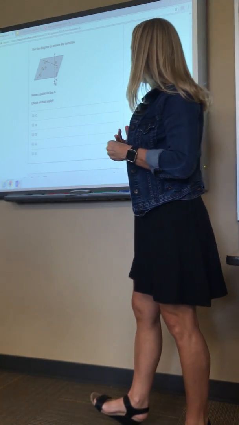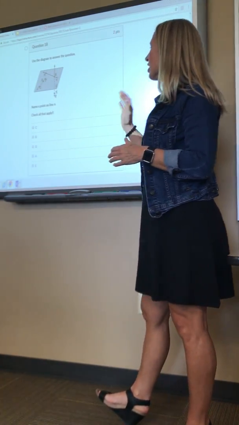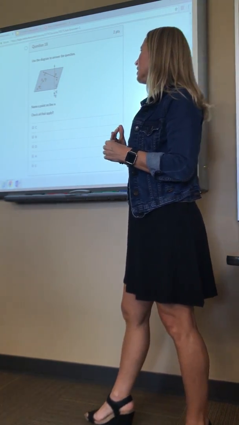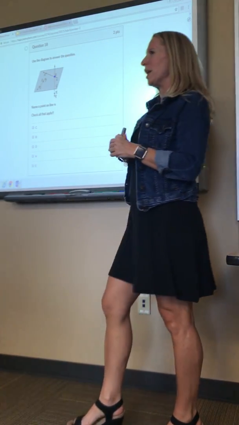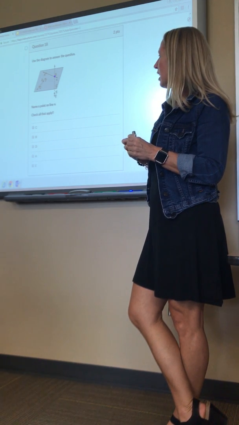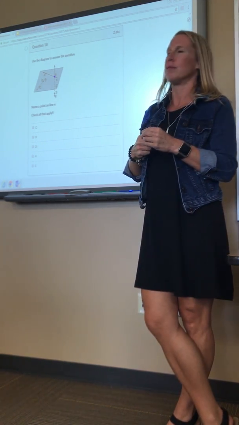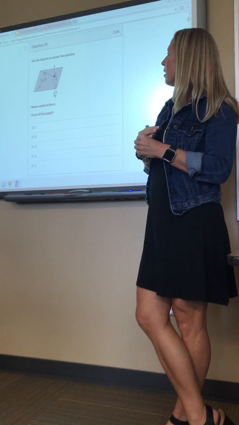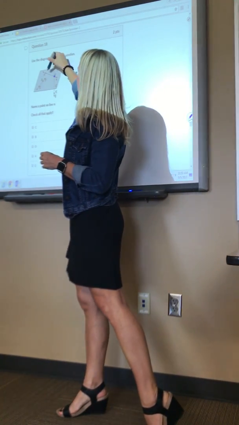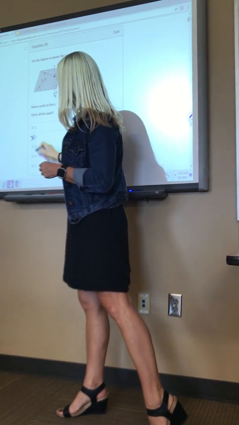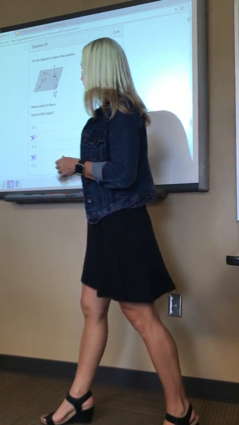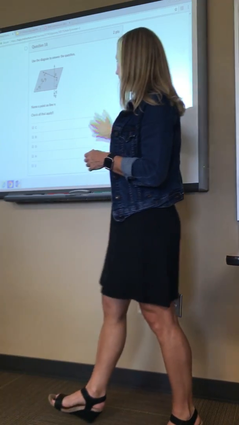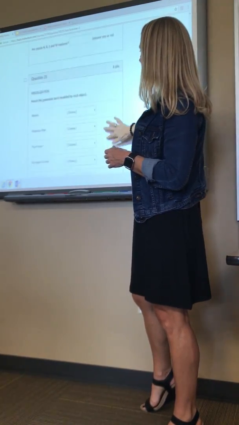Number 18, there's another that says check all that apply. It says name a point on line N. Which 2 points are on line N? A and B. Yes, B. So make sure you check them both. If you see check all that apply, check all of them. You put B and A for number 18.